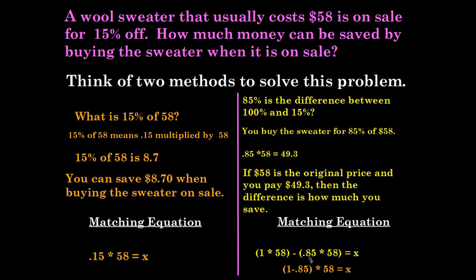Now remember, if I wanted to go backwards and distribute, I could do 58 times the 85 hundredths, that's this here, and 58 times the 1, that's this here, and find the difference then. However, I could also do it this way where I solve what's inside the parentheses first, and 1 minus 85 hundredths brings us this over here, which is 15 hundredths times 58 equals x.